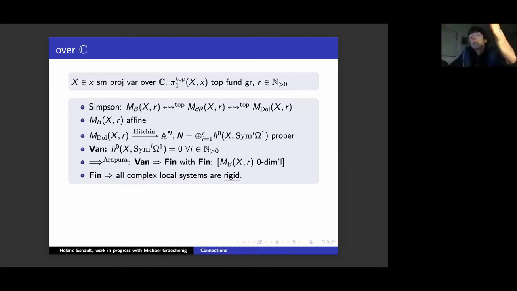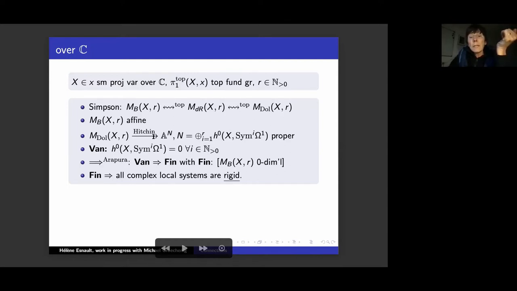So we have a Higgs field, a linear map with values in the vector bundle tensorized with one forms. When we take the characteristic polynomial of this linear map, the coefficients of the characteristic polynomial are precisely symmetric differential forms. Now we look at the vanishing condition, which says that all those differential forms die. So that means the base of the Hitchin map is just a point, this is zero.